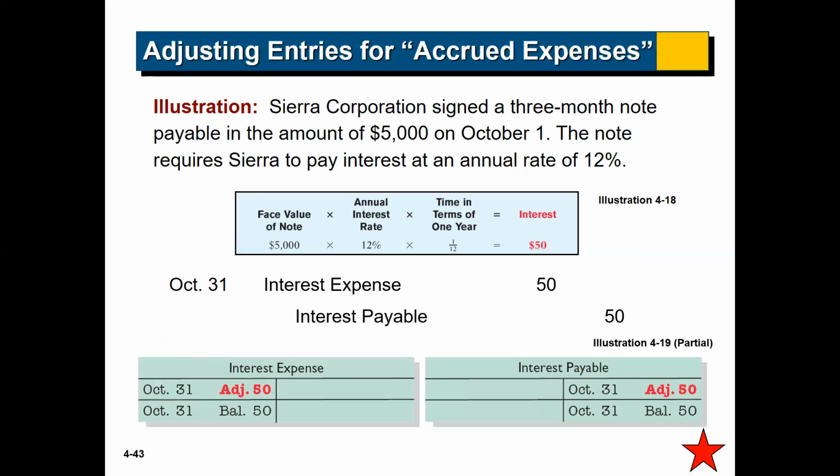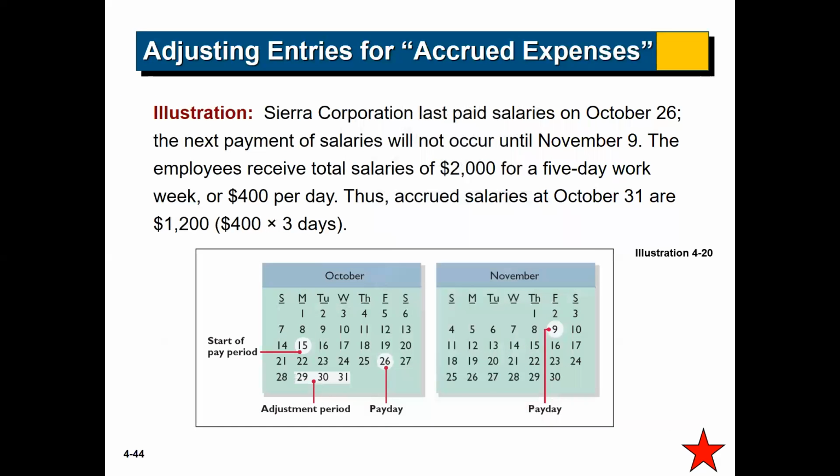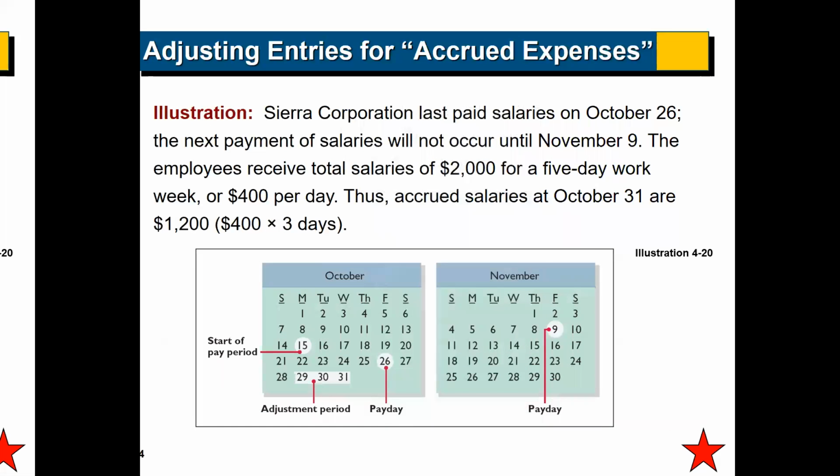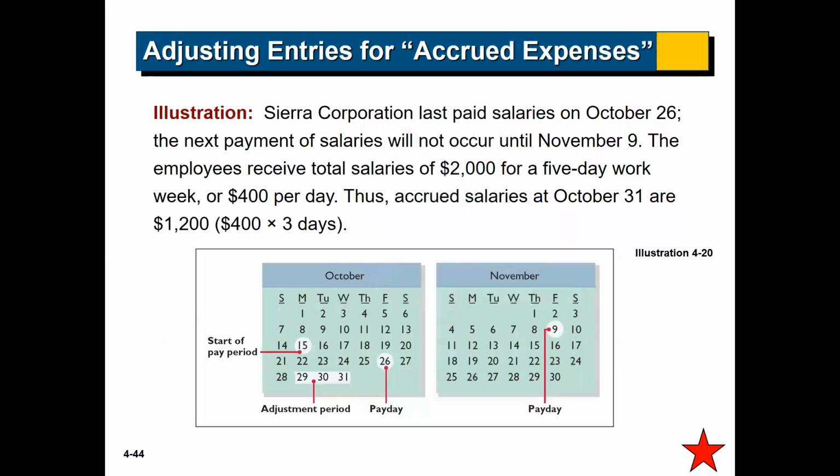Okay, so let's go to the next one. This is another type of accrued expense. Sierra Corporation last paid salaries on October 26th. If you look here on the calendar, October 26th is right here. That was the last time they paid salaries. The next payment of salaries will not occur until November 9th. So if you look at the calendar here for November, November 9th is the next payday.